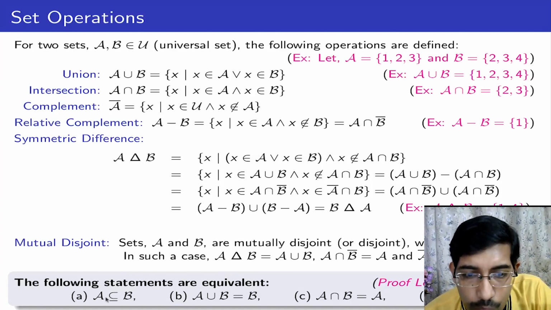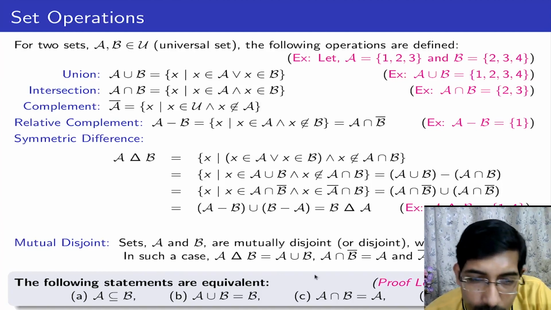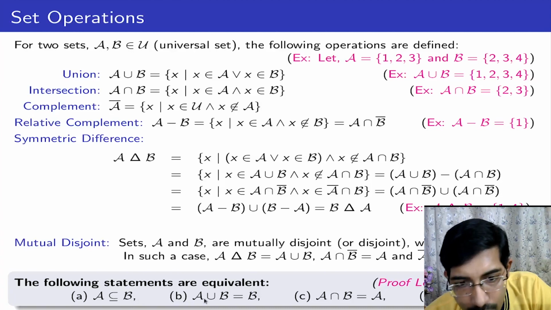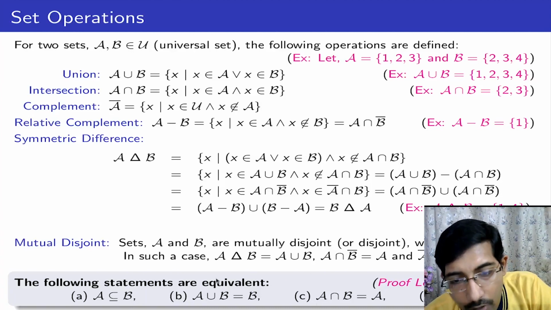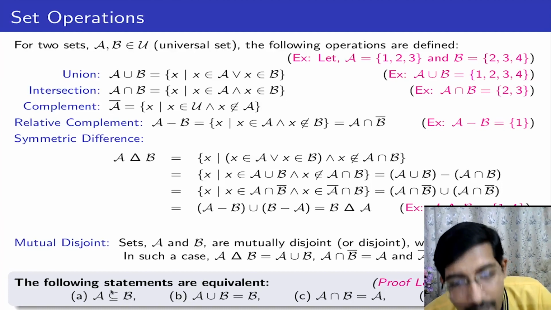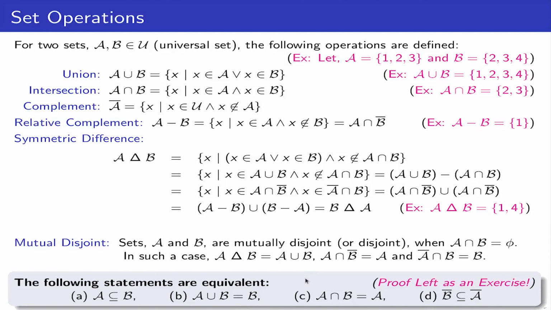To prove this, you can say that if A is a subset of B, then you have to prove A union B is B. If A union B is B, you have to prove A intersection B is A. If A intersection B is A, you can prove it means that B complement is a subset of A complement. And circularly, if B complement is a subset of A complement, then you can prove A is a subset of B. So when you have to prove a set of statements to be equivalent, you need to prove in a circular way, or you need to prove that every particular statement implies the other and vice versa. So this is a simple proof. I leave it to you as an exercise. I hope you can do it easily.